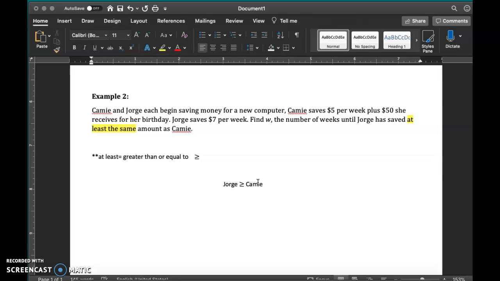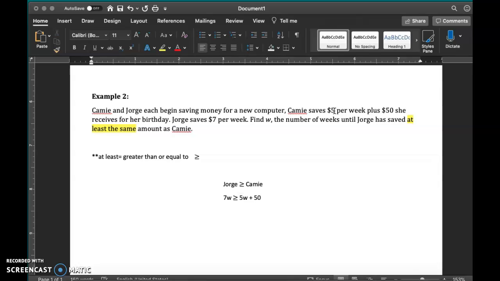Okay. So now we just need to go and put in the information we know for both of them. So Jorge, what do we know about him? Well, we know that he's saving $7 per week. So we don't know the number of weeks, but he's doing that however many times. So that's going to be 7W, right? Because if I knew how many weeks he did that for, I could just multiply those together to get a quick answer. So 7W is going to have to be greater than or equal to, and what do we know about Cami? Well, we know she's saving $5 per week, and she started with that $50 she already had. Okay, and so that's what our inequality would actually end up looking like.